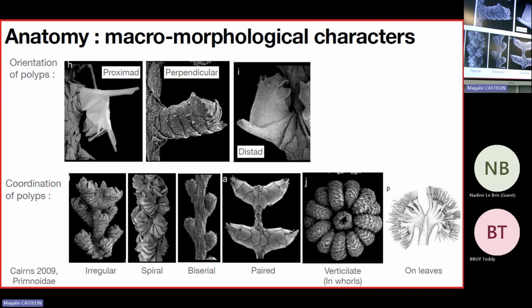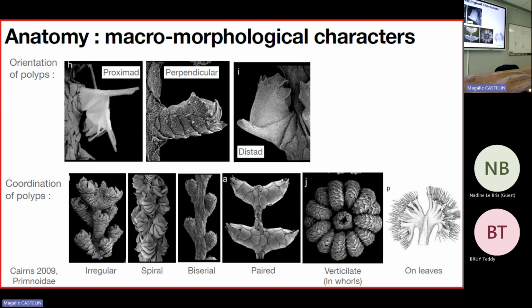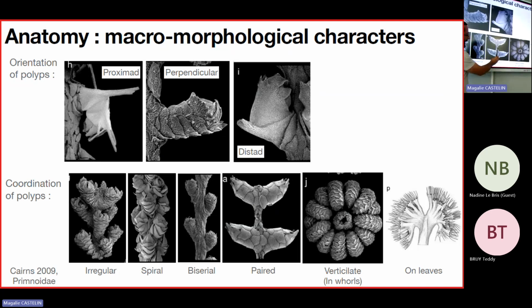We also have the coordination of polyps that can be scored from an ROV shot, for example. So it's how the different polyps are arranged relative to each other. So it can be irregular. So the main branch is here, the skeletal axis, and then you have your polyps. It can form a spiral, like this. It can be biserial. So one polyp, another, another, biserial. It can be paired. So they are on either side of the branch and are connected by a sclerite, for example. It can be in whorls, and the fancy name is verticillate.